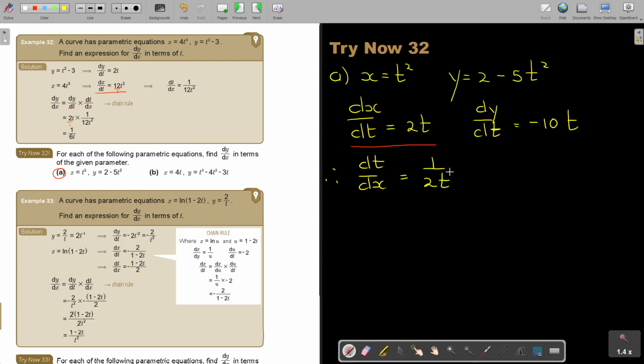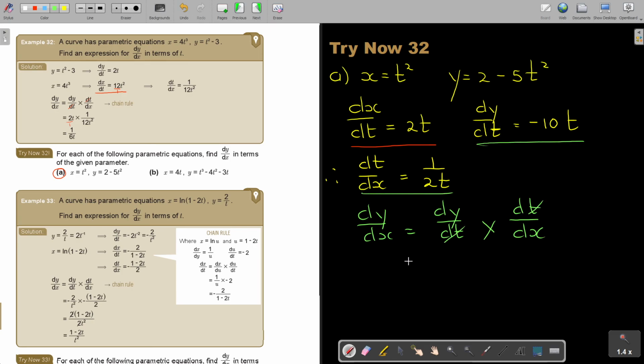Okay, and now you can start with the statement. dy over dx, can I just show you? So you're going to say dy over dt, that's the chain rule, and you multiply with the dt over dx. The reason is that then the dt's cancel out. Okay, so let's start there: negative 10t over 1 multiplied by 1 over 2t. The t's cancel and the answer is negative 5.